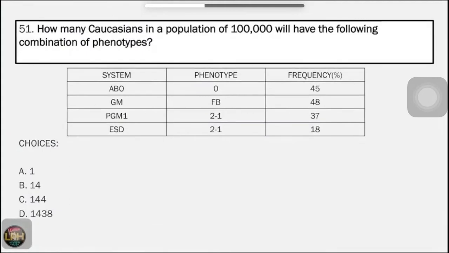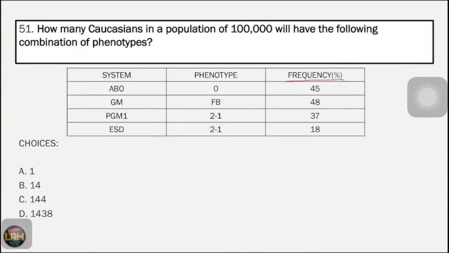Okay, for number 51, how many Caucasians in a population of 100,000 will have the following combination of phenotypes? So, what are given? We have the system, we have the phenotype, and then the frequency. If the frequency is given, what we have to do is multiply the given frequencies.